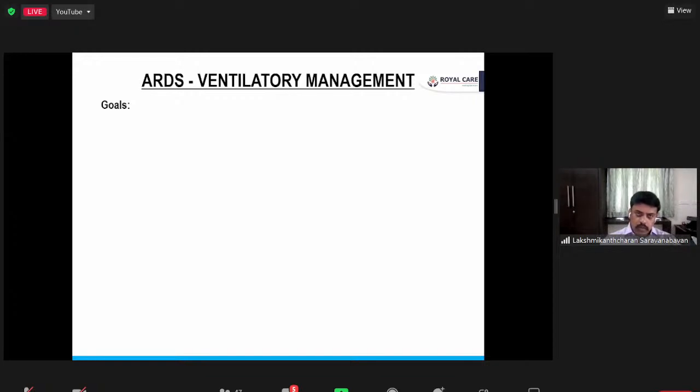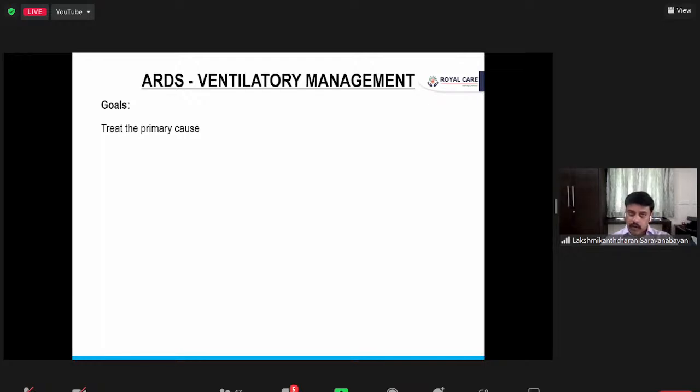What are the goals of management of ARDS? As I already mentioned, the most important goal for any patient with ARDS is to treat the primary cause. It can be a direct pulmonary cause or an extrapulmonary cause of ARDS. Only when the primary cause is treated does the ARDS improve. If the cause is pancreatitis, the pancreatitis has to improve for the ARDS to improve.